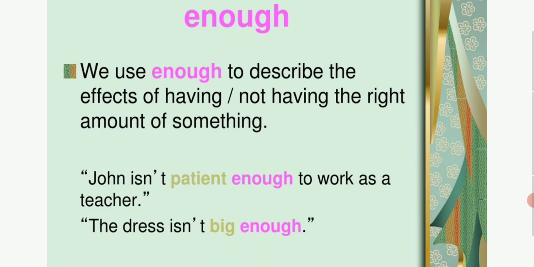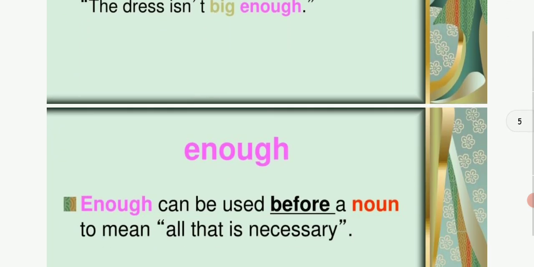John isn't patient enough to work as a teacher. So here "enough" tells me that John isn't patient, just a little patient. He doesn't have the patience that the job needs. Like, the dress isn't big enough. So I understand here that the dress isn't big enough, it's just a little big, not big enough. That's right. So let's have more details about "enough".